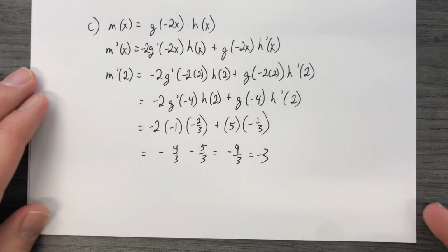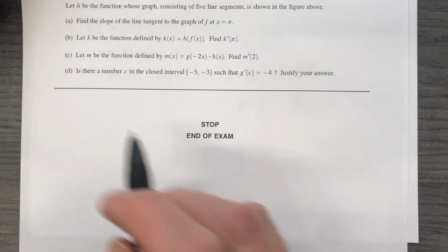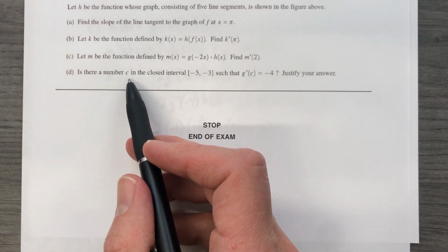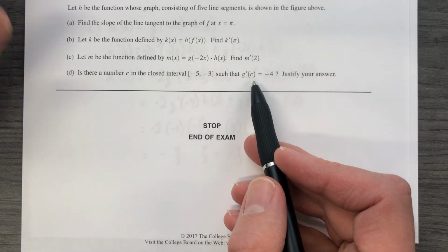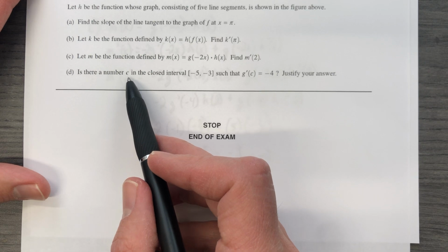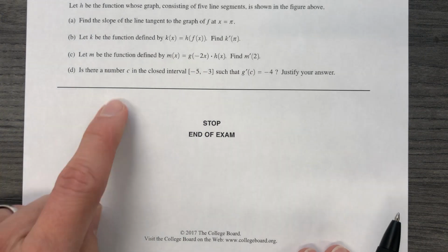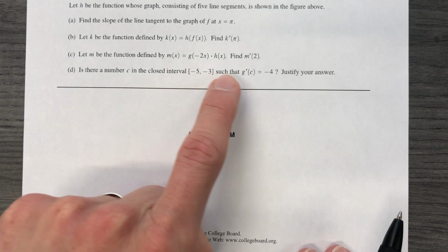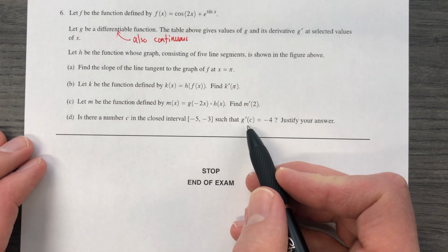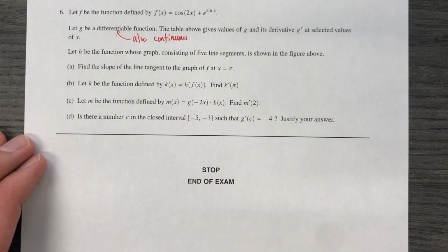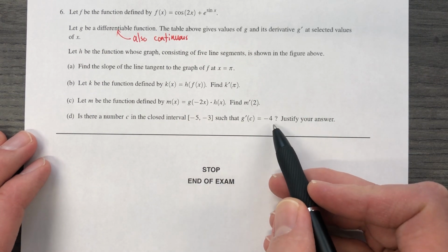Okay, one more part, and this one's going to get a little tricky. The way it's worded from the very beginning lets me know that they're asking about the existence of something. Is there a number c in the closed interval from negative 5 to negative 3 such that g prime of c equals negative 4? They're asking for the existence of a number between negative 5 and negative 3. Is there some x value, we're going to call it c, between here and here, and it involves g prime equal to negative 4. So they're asking for the existence of a specific slope.